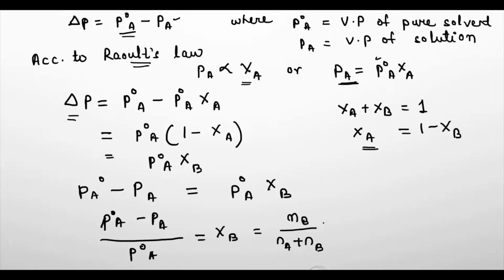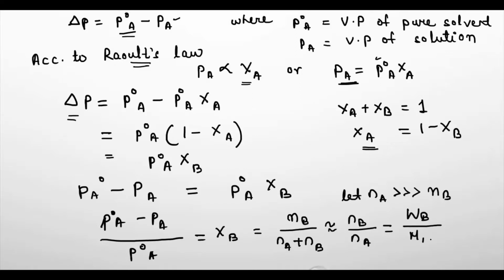Or for example, let us consider that the number of moles of A is very much greater than the number of moles of B. So we can write it as Nb by Na. We know how the number of moles is represented: Wb by Mb for B, and for A it is Wa by Ma. So on simply substituting, we can also find out the value for the number of moles.